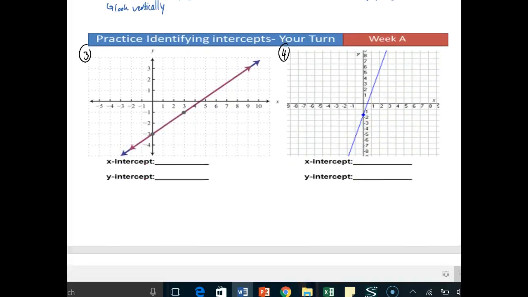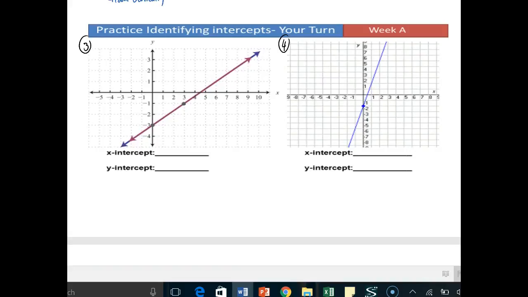Take a look at number 3. The x-intercept crosses the x-axis where? This is a tough one. It's in between 4 and 5, so we can call that 4.5, 0. And the y-intercept crosses at -3, so we call that 0, -3.